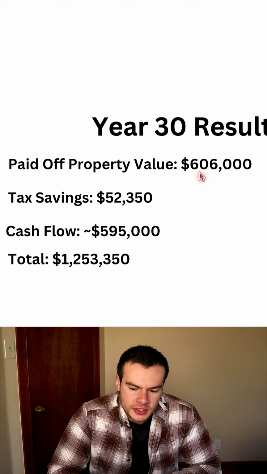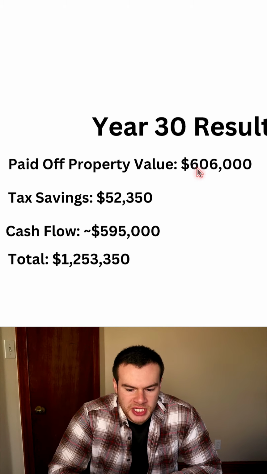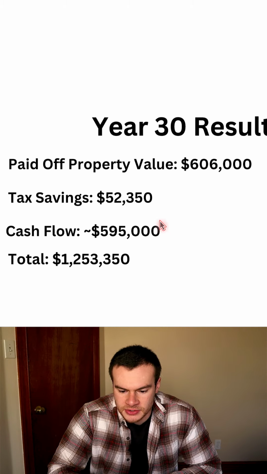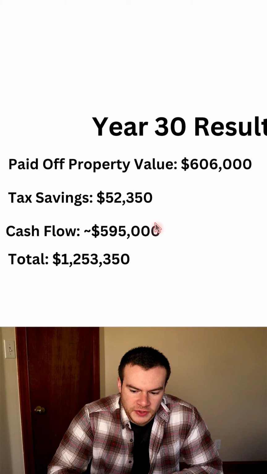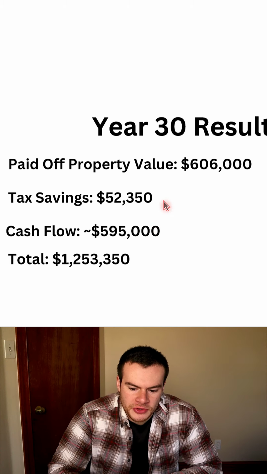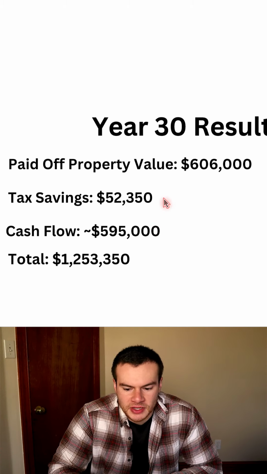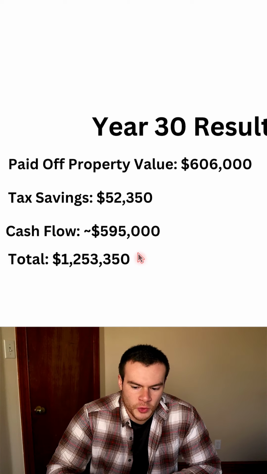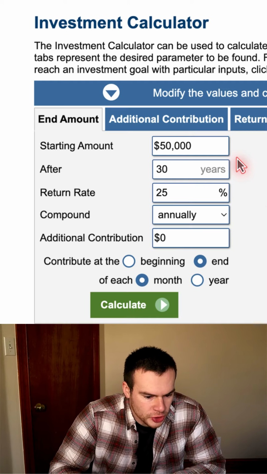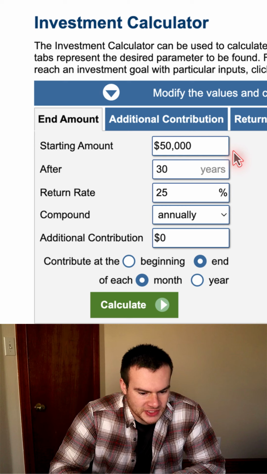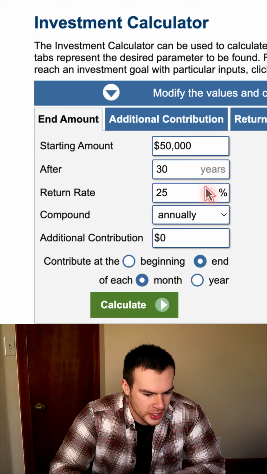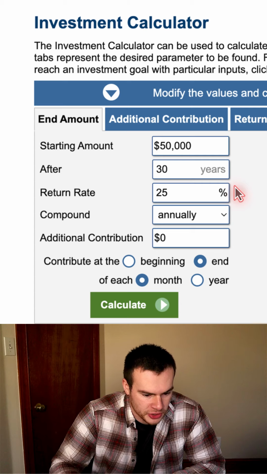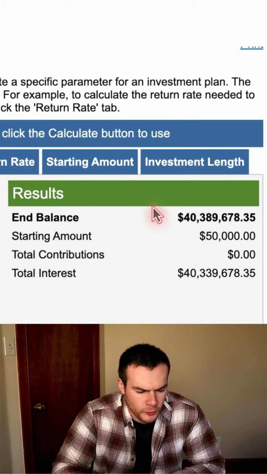So after 30 years, the property would be paid off and appreciated to over $600,000. All your cash flow would add up to $595,000. And after all the years of tax savings, you would have received a little over $50,000 in savings, turning your initial investment into over $1.2 million. But if you look at this investment calculator and invest $50,000 over 30 years at just a 25% return, 3.5% lower than our year one return, you would have got over $40 million.